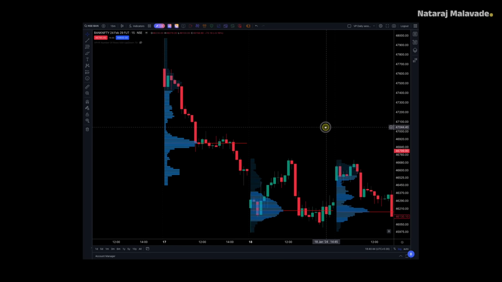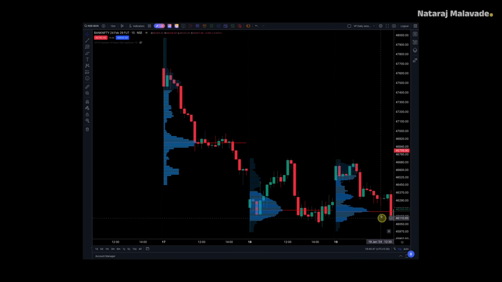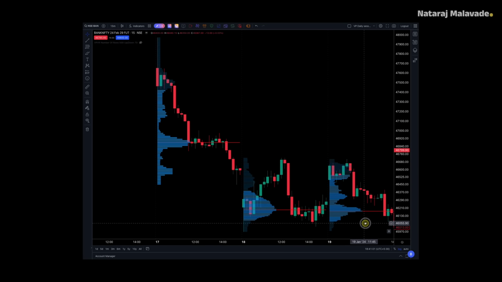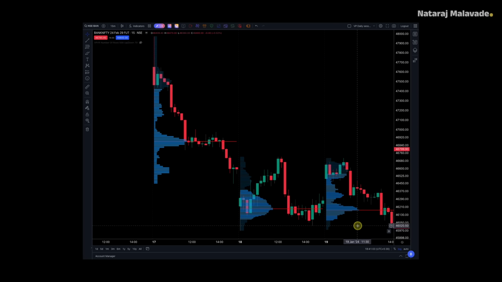Again, same thing, right? It triggered our first target, the point of control. How beautifully it has triggered. And we can keep our stop loss just above this particular candle now, and we can leave the trade as it is, or we can simply close some of our positions. If you are a discretionary trader, you can close some of your positions here, and you can simply target the previous day high, and that's exactly what triggered.